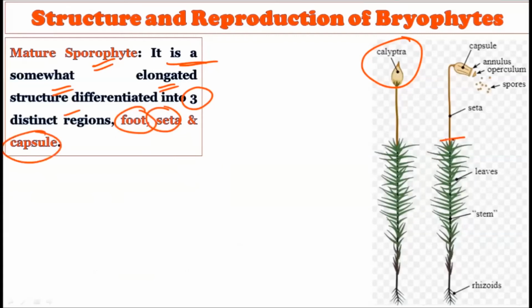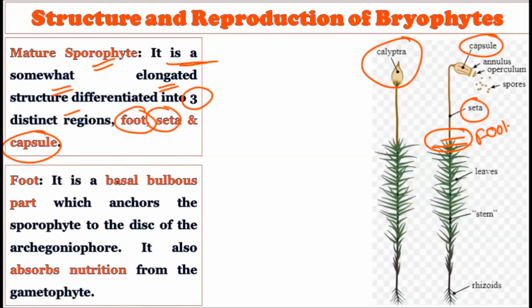Generally this portion is called the foot, then the elongated seta is there, and finally what we have at the apex is the capsule. So foot, seta, and capsule are the 3 sporophytic structures formed by the members of Marchantia. Now consider the foot. The foot is the basal bulbous part. Just like this, consider the bulbous part like this, the foot portion is created.